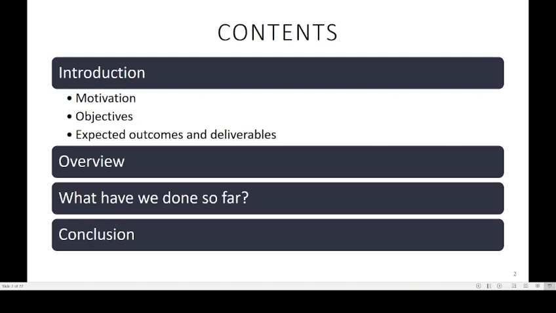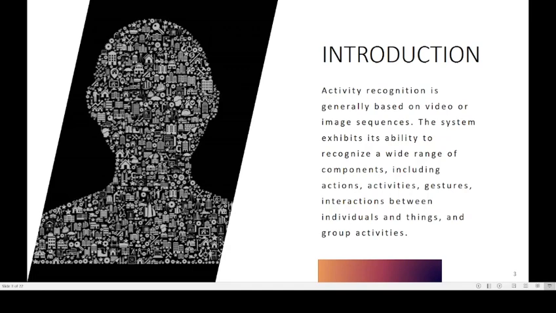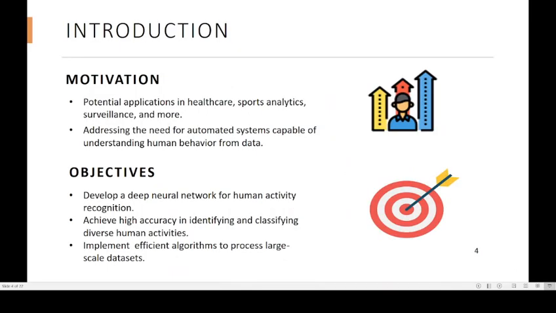Following are the contents of our presentation. That includes introduction, overview, what we have done so far, and the final conclusion. Let me introduce what human activity recognition is. Activity recognition is generally based on video or image sequences. The system exhibits its ability to recognize a wide range of components, including actions, activities, gestures, and interactions between individuals and things, and group activities.